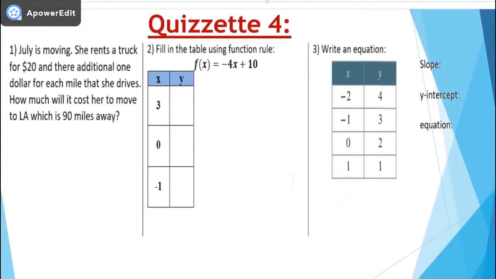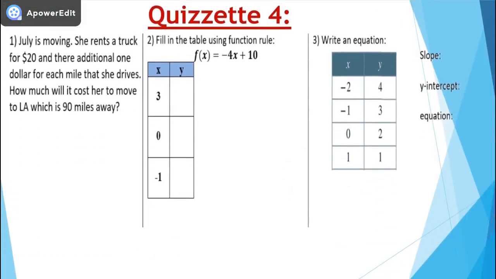Alright, we're gonna go over Quizette 4. Julie is moving. She rents a truck for $20 and there's an additional $1 for each mile that she drives. How much will it cost her to move to LA, which is 90 miles away? So the equation is y equal to mx plus b. Same thing on the test. The first thing you're gonna write down is y equal to mx plus b. That's the only thing that we learned this chapter.